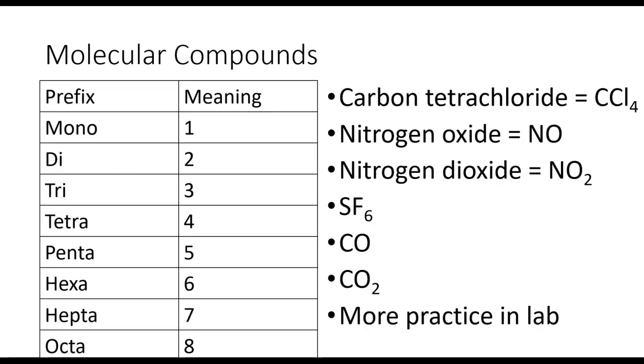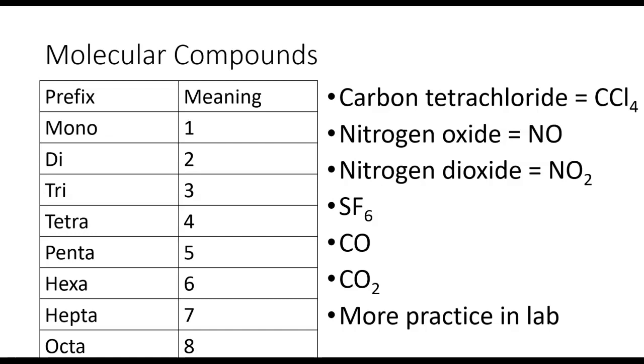So what that means is, for example, mono means one. So mono is our prefix. We often will leave this off. Most compounds that have just one will leave off the mono prefix. We'll look at some examples that do use mono. Di for 2, tri 3, tetra 4, penta 5, hexa 6, hepta 7, octa 8.